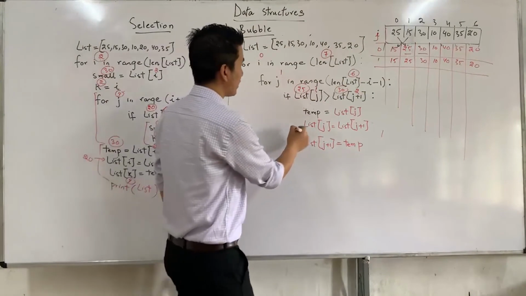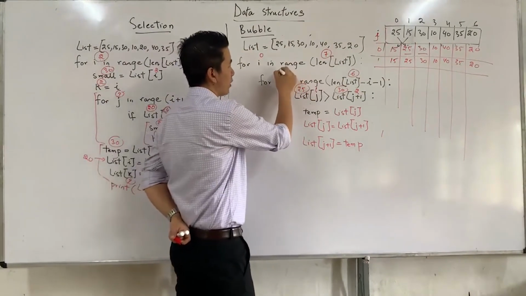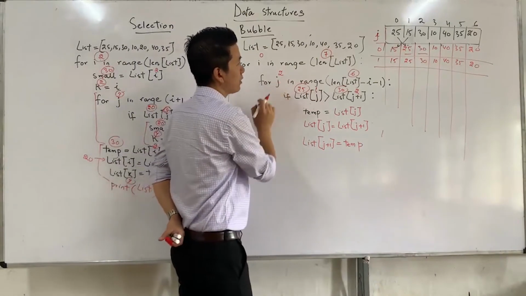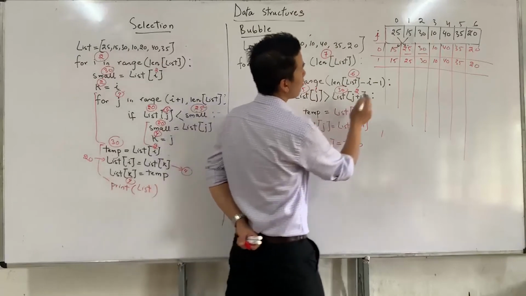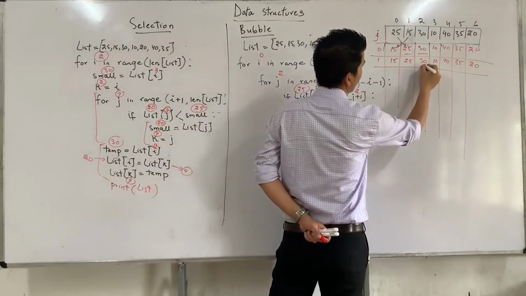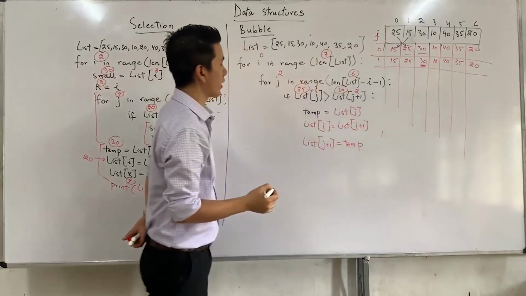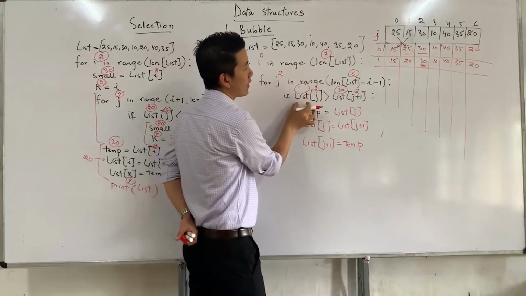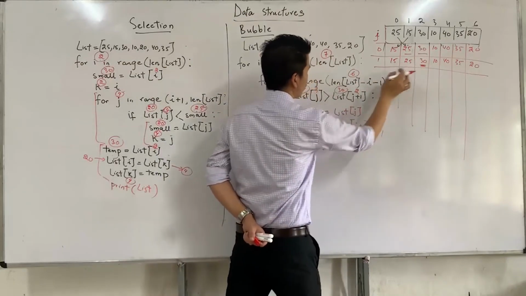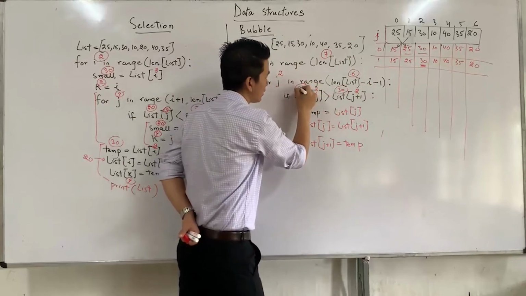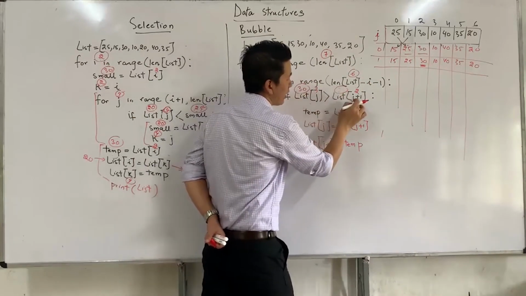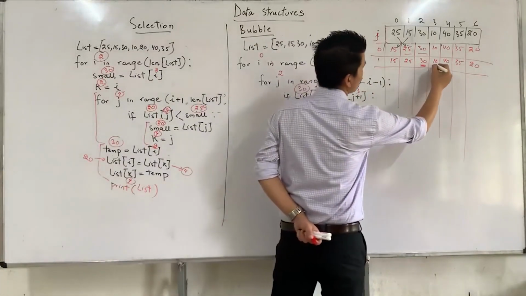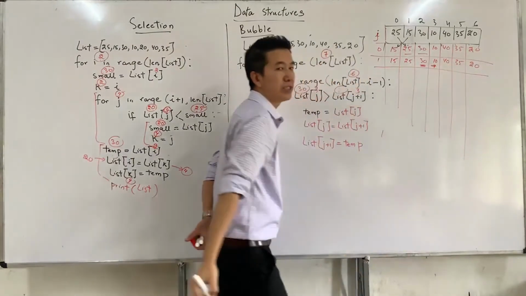Now we'll go for the next value of j. Let's do this one more. When the value of j becomes 2, you're now pointing to 0, 1, 2. So list of 2 is 30. And then j plus 1 is 3. List of 3 means you are pointing to 10.